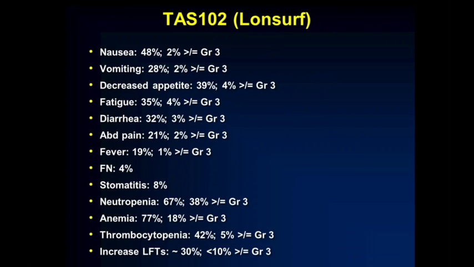And you can see here the side effect profile of Lonsurf, with nausea and vomiting being generally manageable. The grade 3 toxicity is not that common, 2% in each of those. Decreased appetite, again, usually mild, usually some mild fatigue and diarrhea, and if they're going to have abdominal pain and fevers, usually mild also. A small subset of patients get febrile neutropenia, and 8% get some stomatitis. There is neutropenia, and 38% will get grade 3, but again, the febrile neutropenia rate is only 4%. So there can be an effect on blood counts, a small increase in liver function tests.